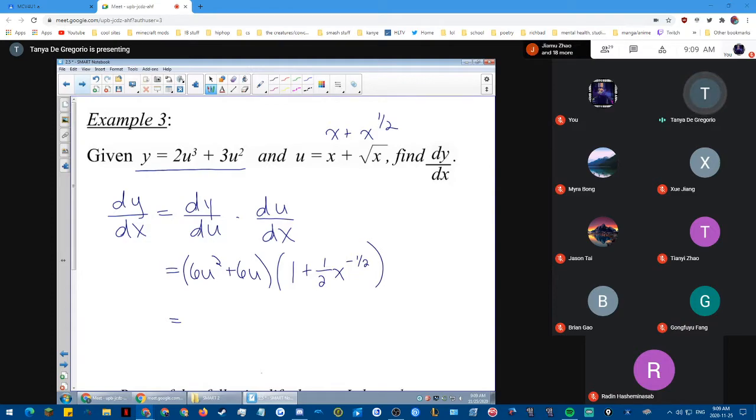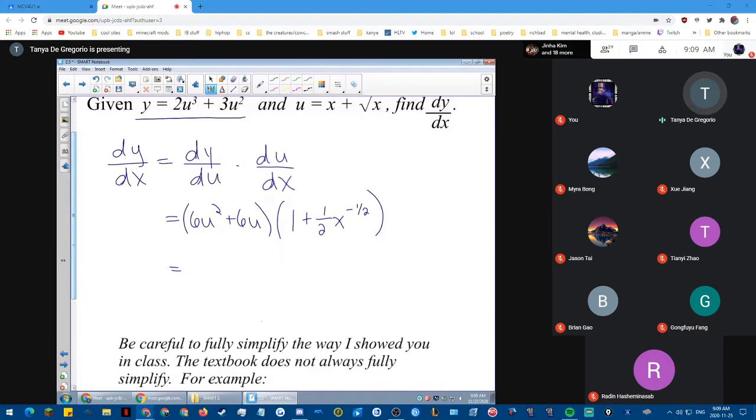And so here, I have 6u squared plus 6u. Can I leave in the u? What do I need to do now? When I look at this, I notice I've got too many variables. So what can I sub in for u? X plus square root x. Thank you. So here I have 6 times my u, and it's squared, plus 6 times u. And now here I'm going to simplify it the way that Sean did.